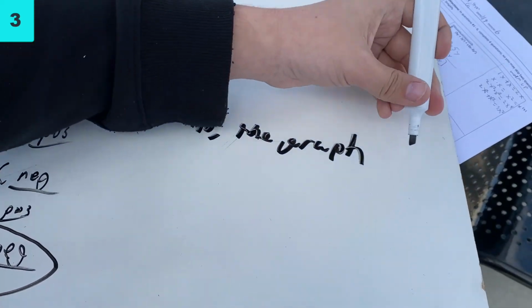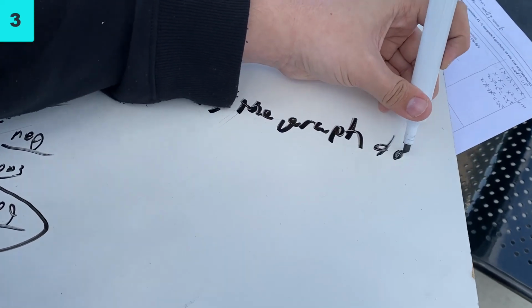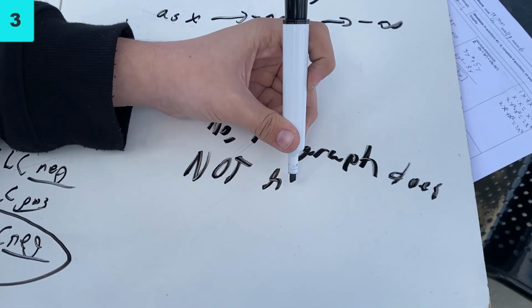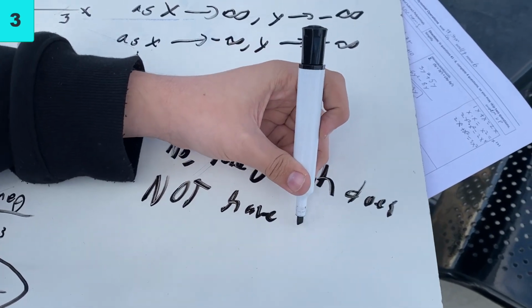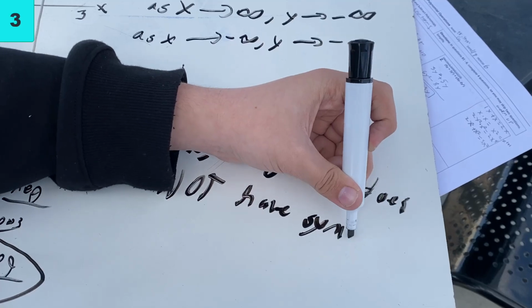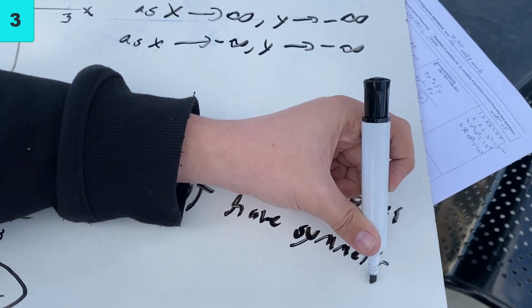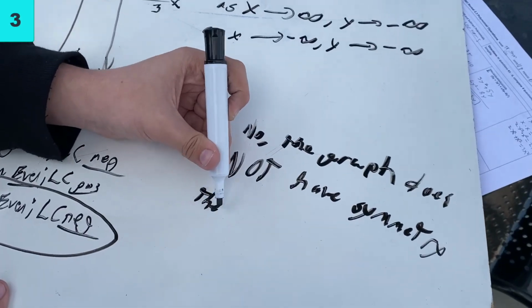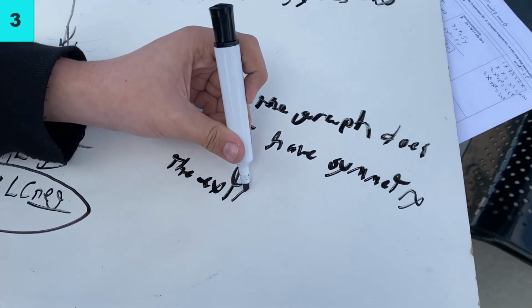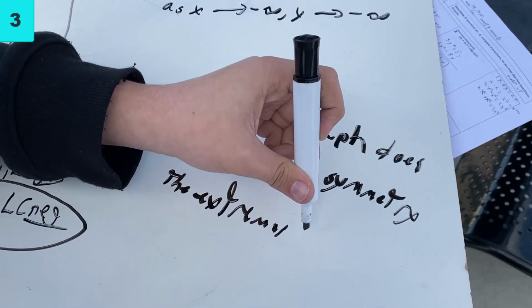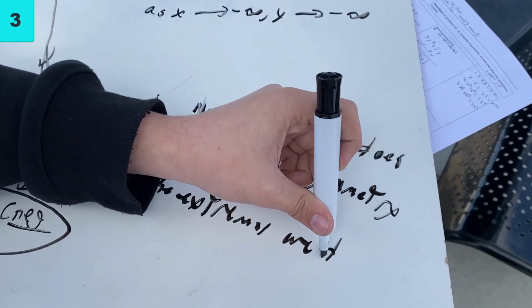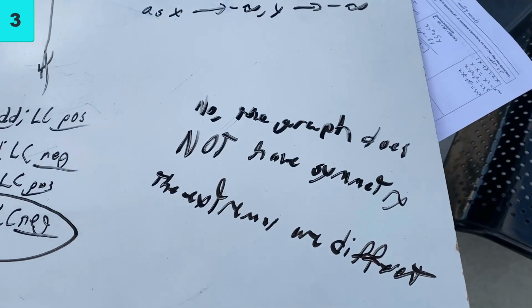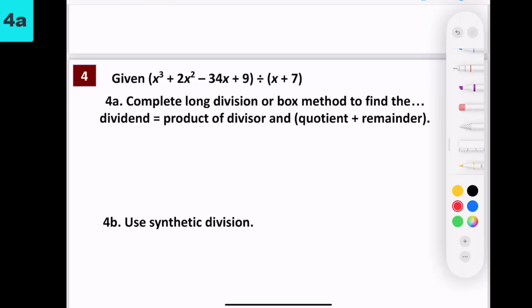So no, the graph, brilliant handwriting, I know. The graph does not have symmetry. The extremas are different. Very cool. And that's it.